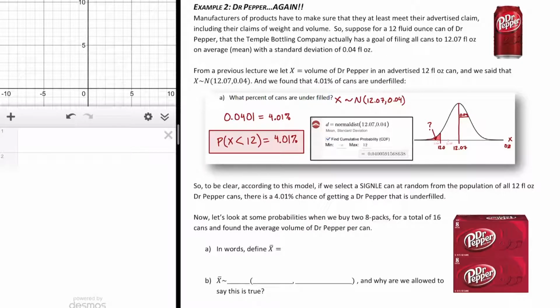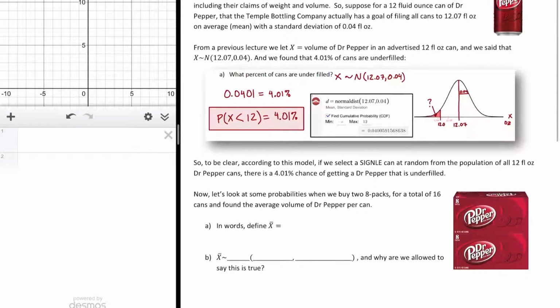Now, to be clear, according to this model, if we select a single can, which I misspelled as "signal", at random from the population of all 12 fluid ounce Dr. Pepper cans, there is just over a 4% chance, 4.01%, of getting a Dr. Pepper that is underfilled. Now, that's one single can.